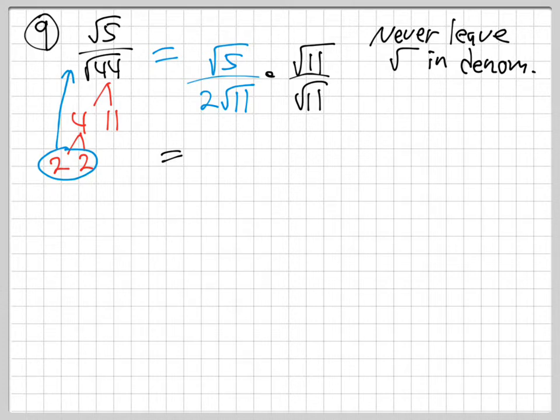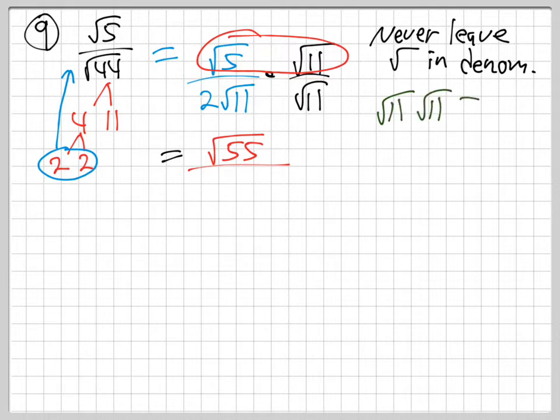You good there? So, okay. So now we multiply straight across the top. What happens when we multiply across the top? Root 55. Yeah, let me let you finish. Let me help with that. So, maybe I can help with this. What is the root of 11 times the root of 11?